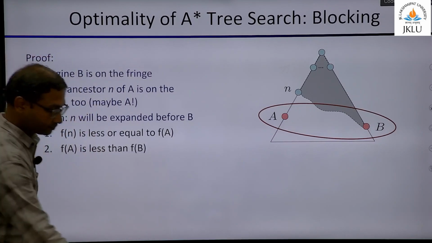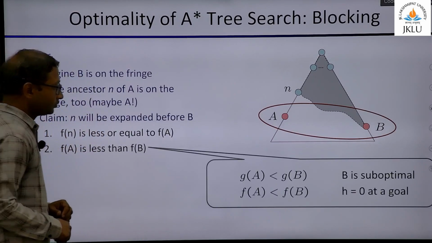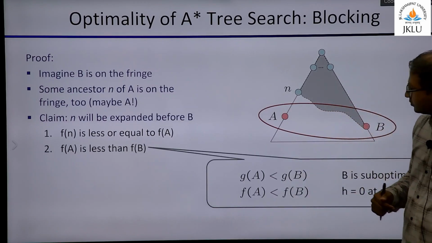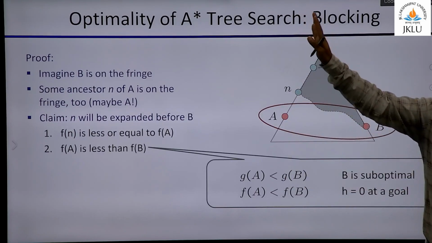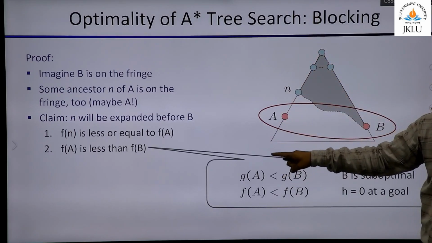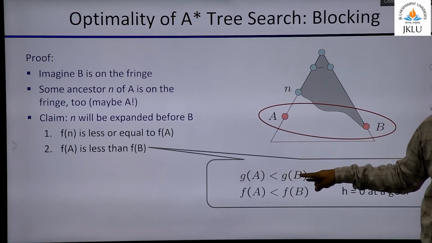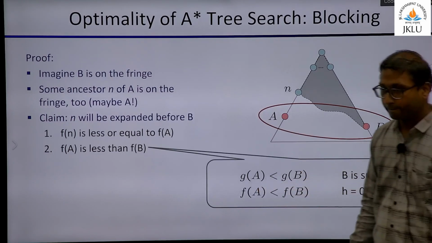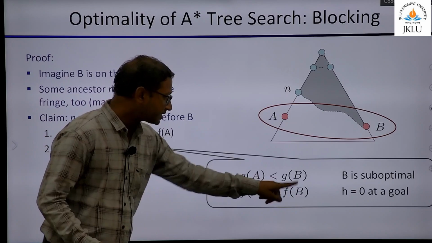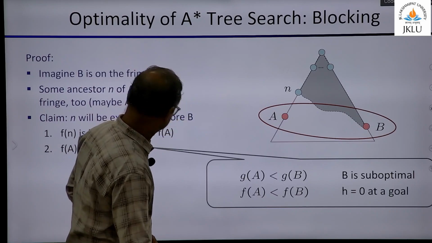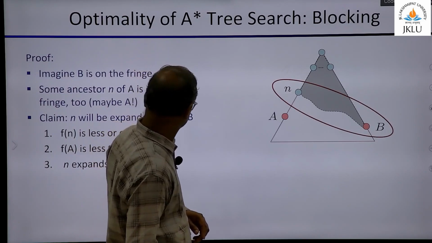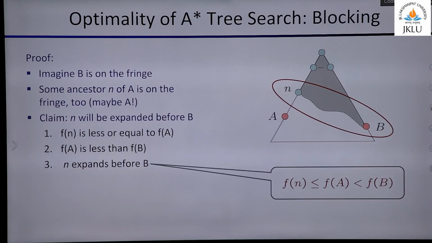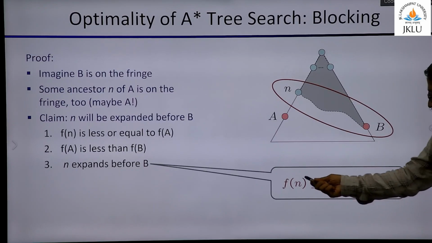FA is less than FB. Let me see if this gives you. FA is less than FB. Why? GA less than GB, we wrote on the previous slide. Why so? Because A is optimal compared to B, so GA must be strictly lesser than GB. FA lesser than FB, because at goal H is 0. FA is less than FB. N expands before B. Why?